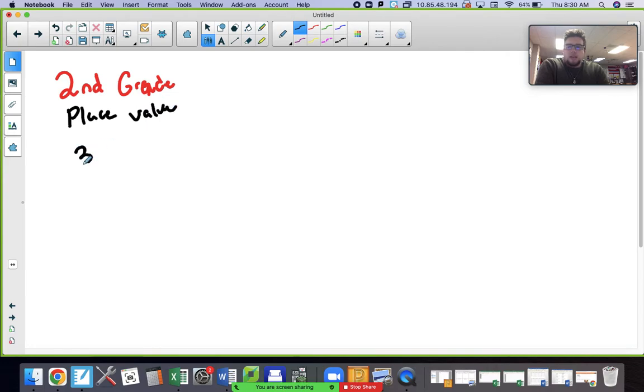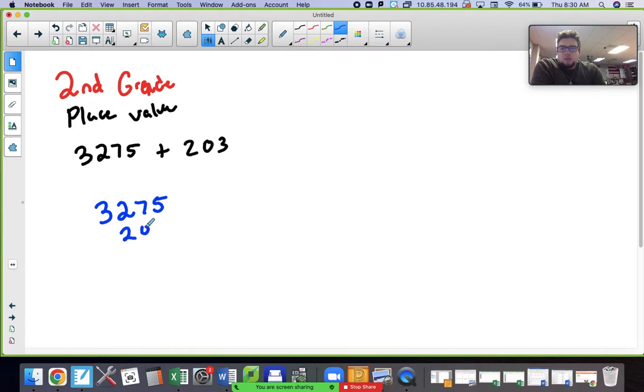So if I needed to add the number, let's say, 3,275, and I want to add that to the number 203, we were taught that we could take these two numbers and line them up based on place value. You have the ones place, the tens place, the hundreds place, and then this last number, of course, has the thousands place. So we have to make sure that they're all lined up properly down here.